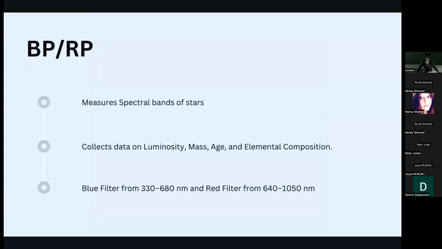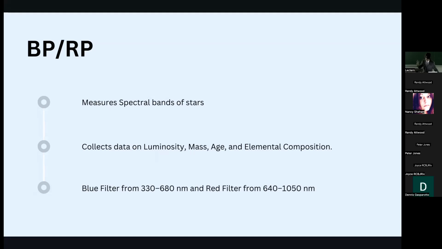So moving on to another sensor, BP/RP. BP and RP stand for blue photometry and red photometry, which are the two main filters of light. So it measures the spectral bands of each star that it is trying to measure, and it grabs data on luminosity, mass, and age based on these spectral observations.